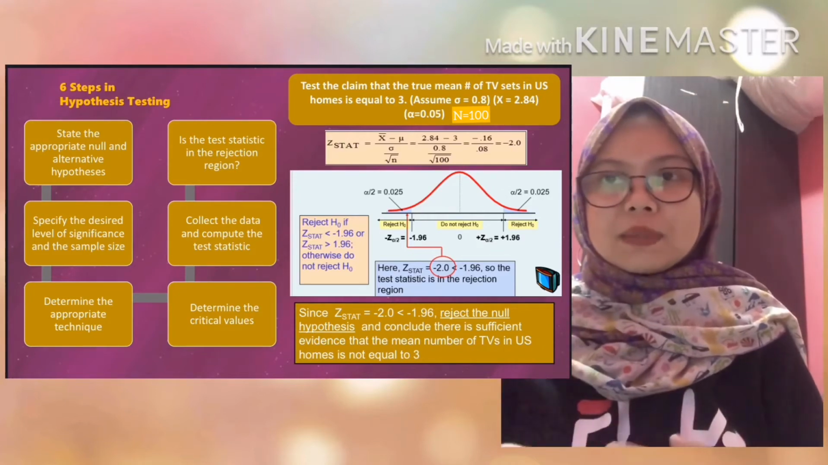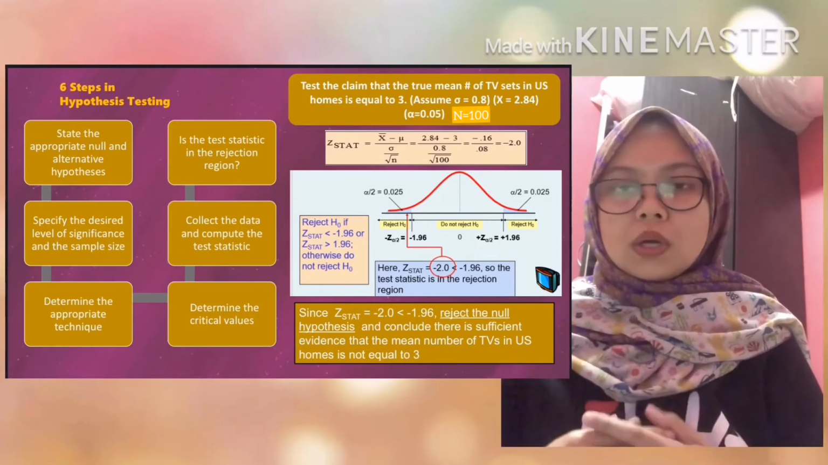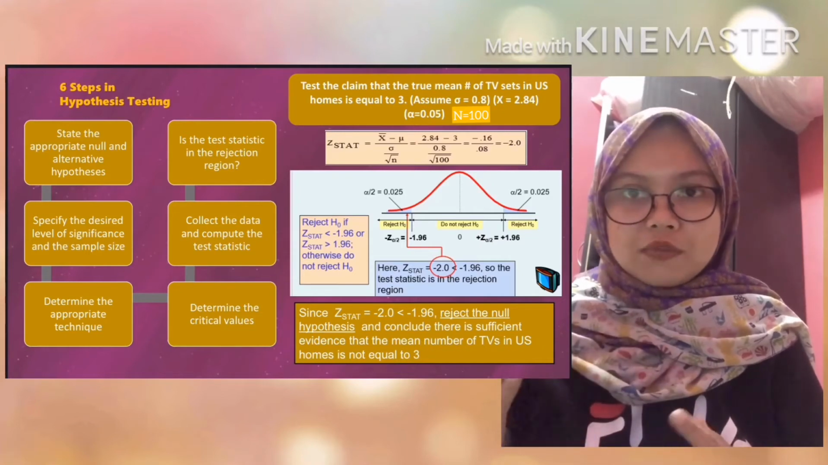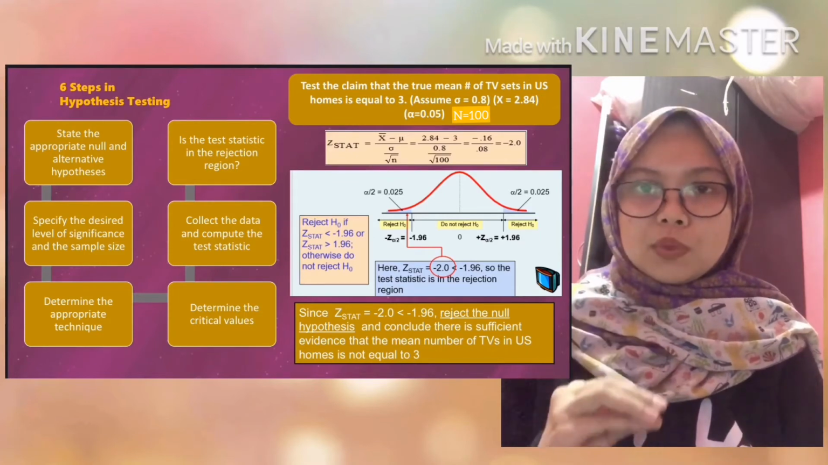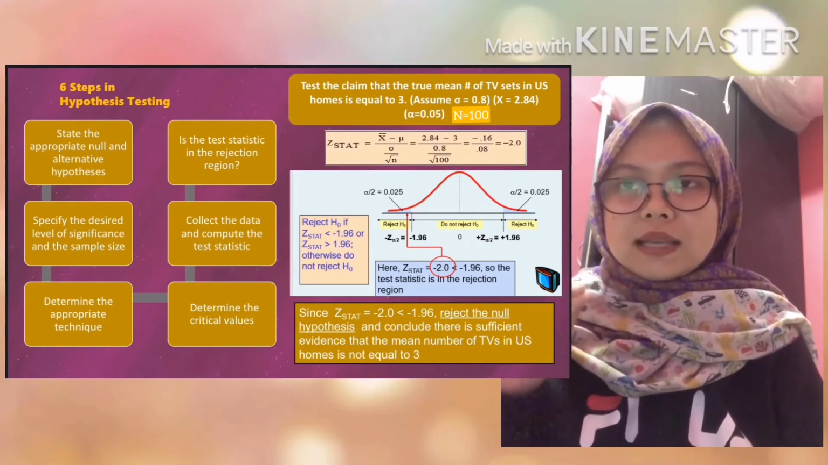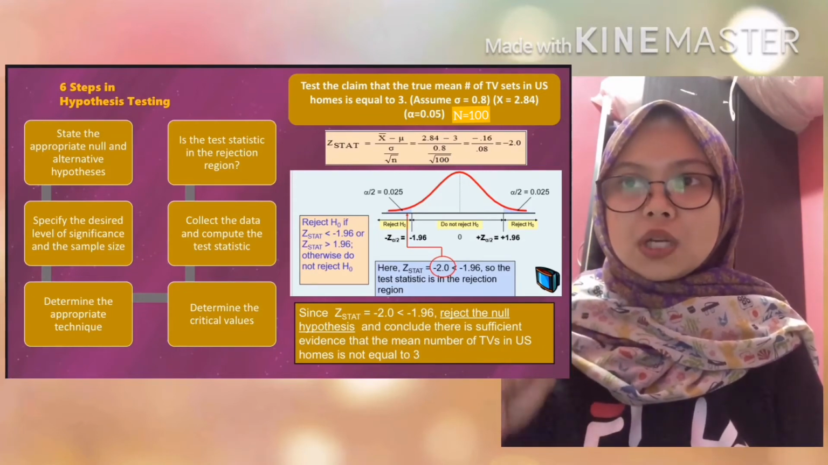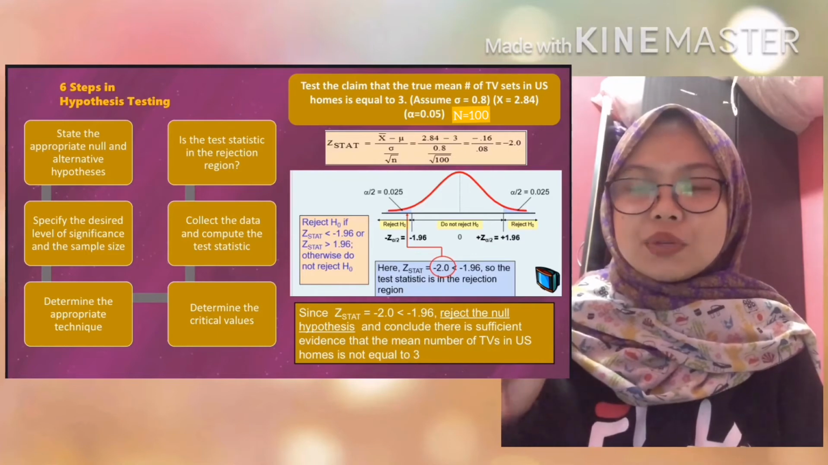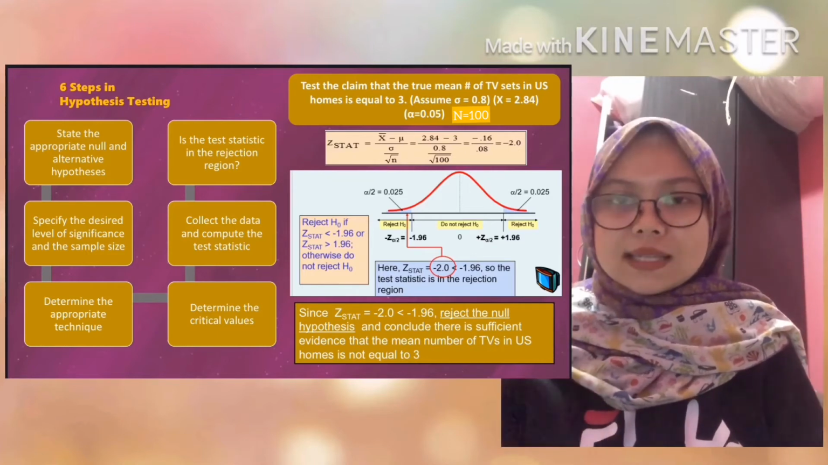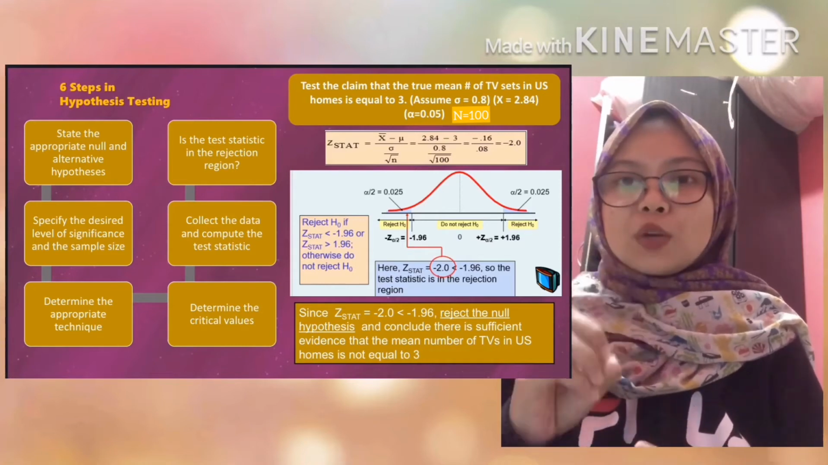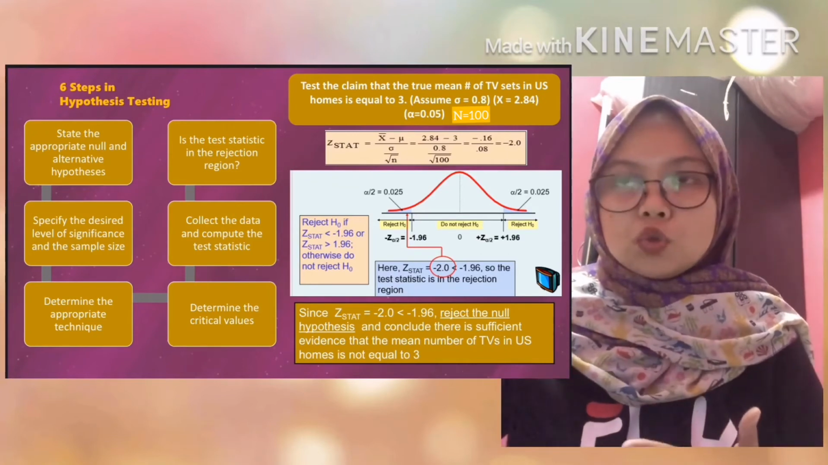For the fifth step, collect the data and then compute the test statistic. So after we collect the data and all the information, we should put it into the formula. The z-test is equal to 2.84, which is the point estimation, minus 3, which is the mean, divided by 0.8, which is the standard deviation, divided by the square root of the number of population. So the answer is negative 2.0.